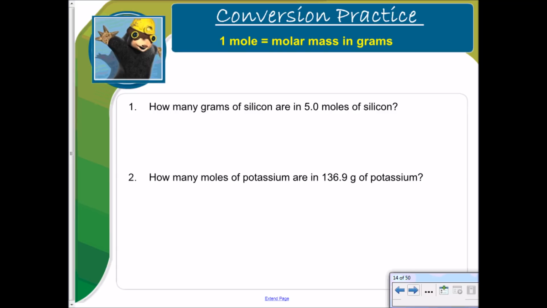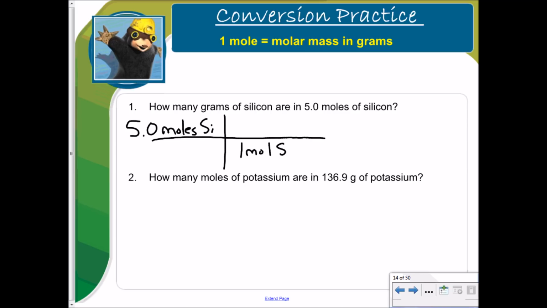It says how many grams of silicon are in 5 moles of silicon. So 5.0 moles of silicon. For every 1 mole of silicon has a mass, and you will need to go physically look this up on your periodic table, and it's 28.09 grams of silicon. And so when we multiply 5 times 28.09, we get 140 grams of silicon.